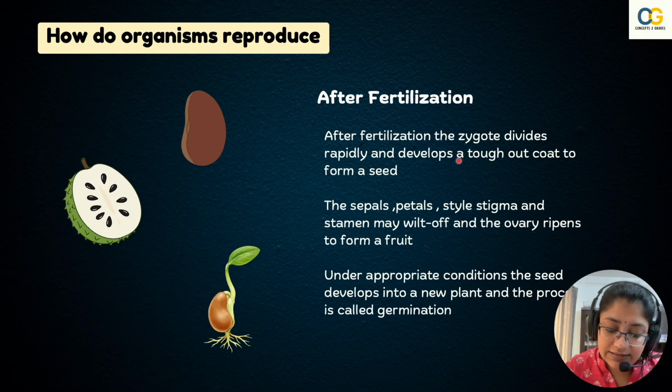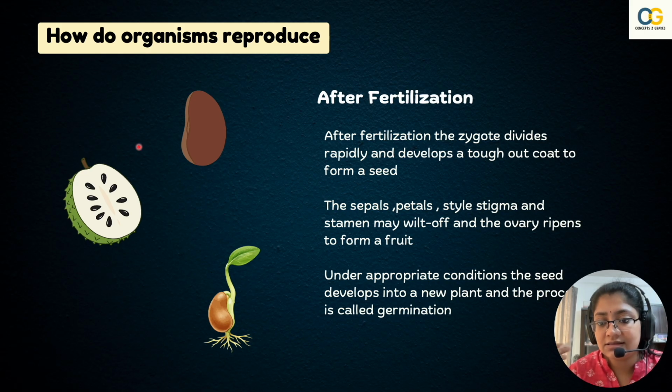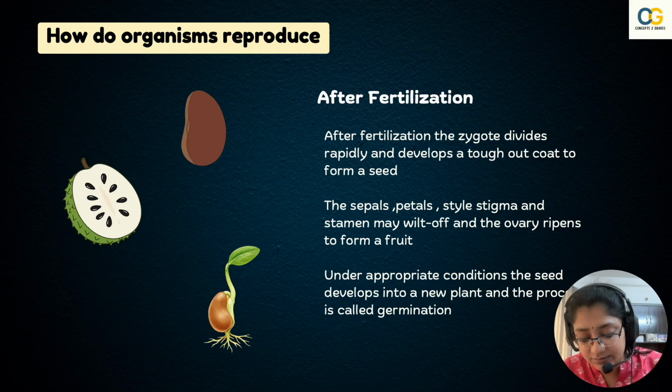So after fertilization, the zygote divides rapidly, forms a tough coat to form a seed. The sepals, petals, style, stigma, stamen, everything falls off. The ovary ripens to form a fruit, and under appropriate conditions, the seed will develop and form a plant, and this is called germination.